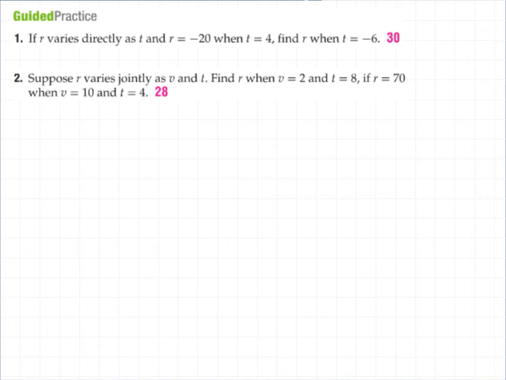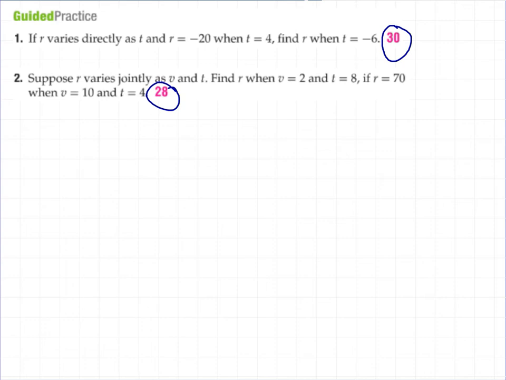Here with guided practice, this is practice for you. You do it alone. You have the answers here. 30 and 28. This is the answer for the first one, and 28 is for the other one. You try to do them as practice alone at home.